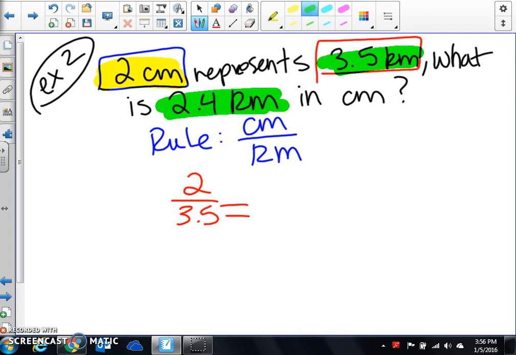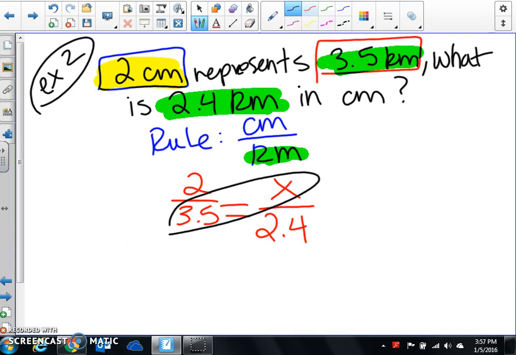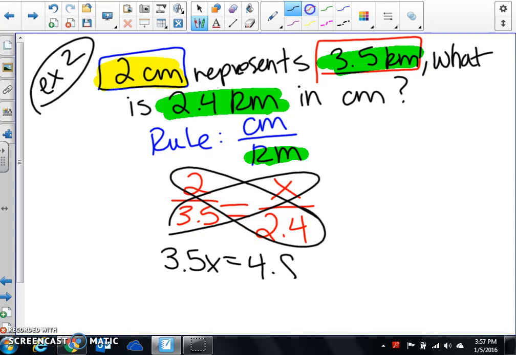All right, the next thing they ask me is they give me 2.4 kilometers. So 2.4 kilometers. Kilometers is on the bottom. So I have to write 2.4 down here. And then we don't know how many centimeters, so that's where our x, our variable is. Now we cross multiply. 3.5 times x is 3.5x. 2 times 2.4 is 4.8. And then I divide both sides by 3.5. And x gives me 4.8 divided by 3.5.